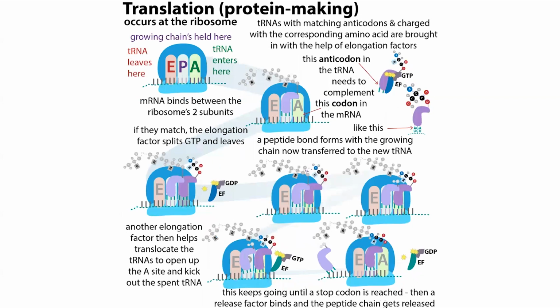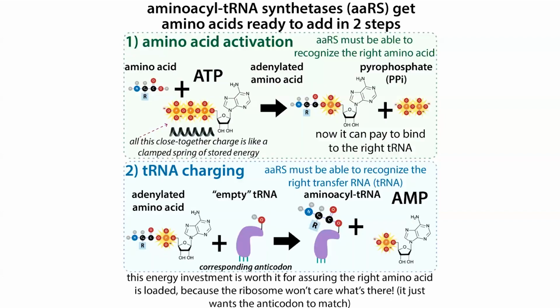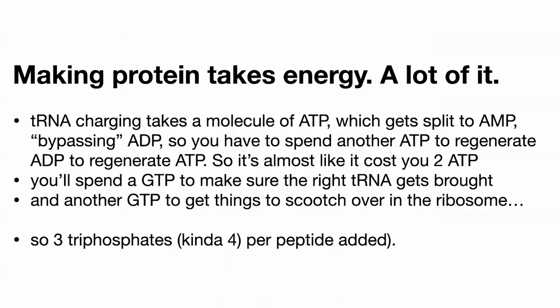And so overall, you get this process like this. This process is going to be really, really powerful and really efficient and really, really accurate. And a lot of this accuracy comes because you're paying money up front to make sure that the right tRNA is loaded with the right amino acid. And this happens thanks to aminoacyl tRNA synthetases, or these aa-RSs. So that's one of the places that you'll see energy being spent. And because you're going from ATP to AMP, it's kind of like you were spending 2 ATP, because you're going to have to spend an ATP in order to regenerate the ADP in order to regenerate the ATP. And so it's kind of like you're costing 2 there.